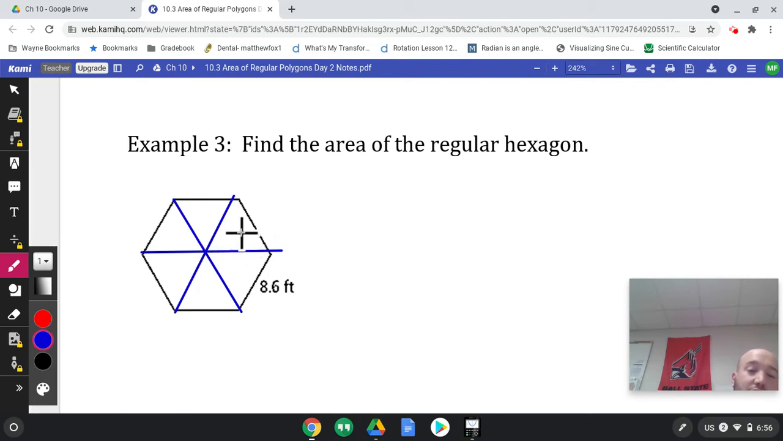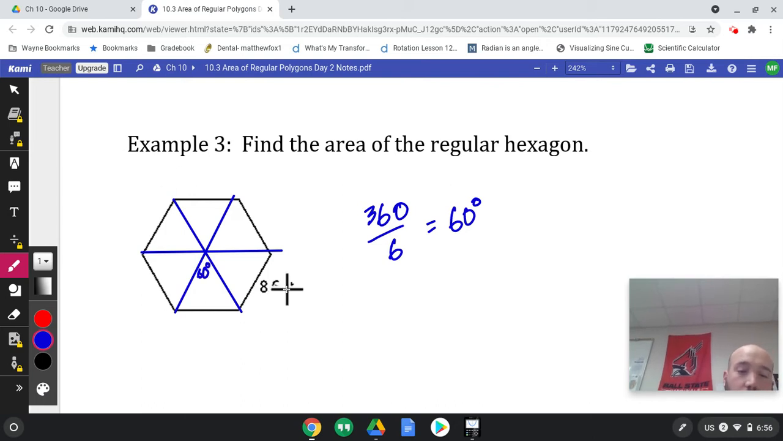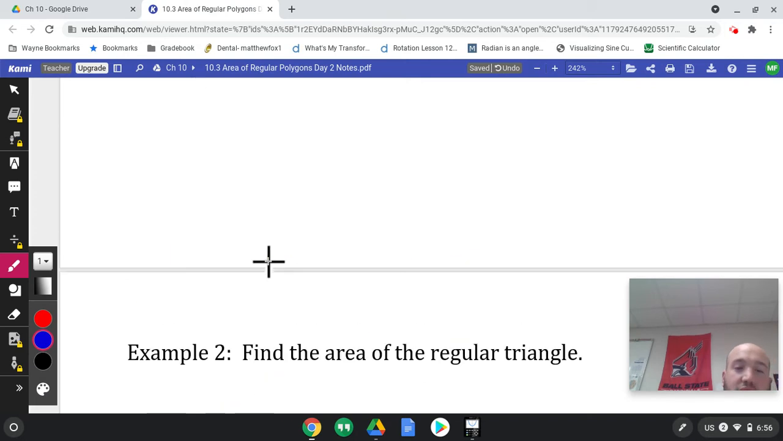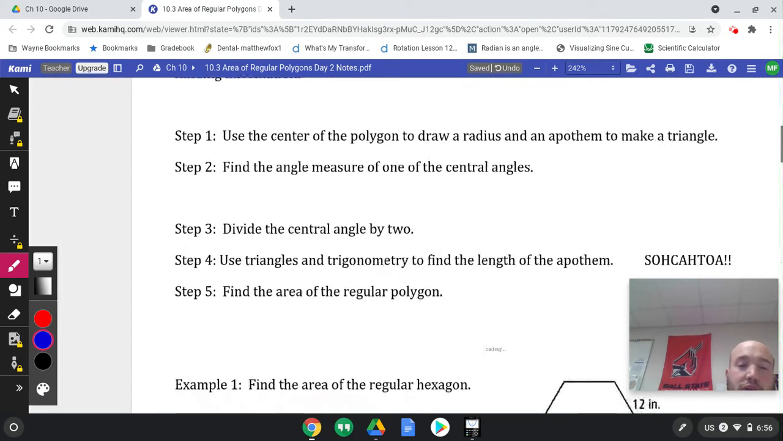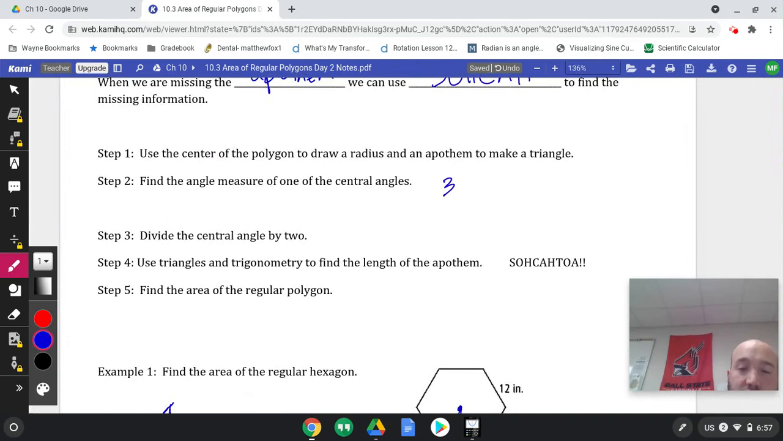We have 1, 2, 3, 4, 5, 6 triangles. So on this one, we'll do 360 divided by the number of sides, which is 6. That'll give us 60 degrees, and that is what this is, and also what each of the others is. So once again, the way we find that is always 360 divided by whatever n is.